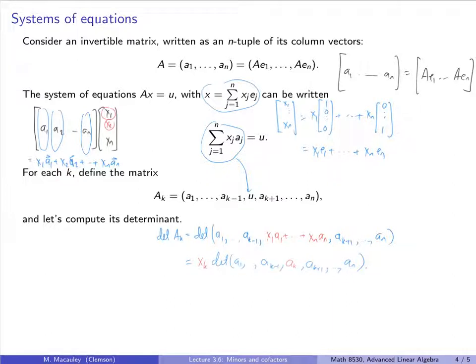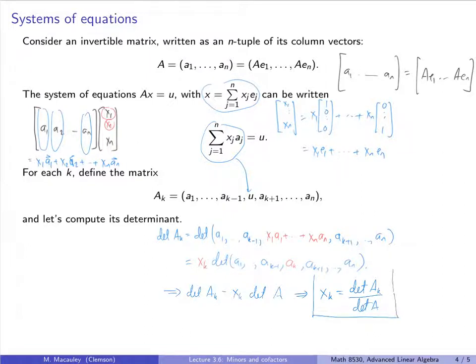Okay. So now look what we have here. This thing here is just A. So we conclude that the determinant of AK equals xk times the determinant of A. Or what's more useful, perhaps, is that xk is the determinant of AK divided by the determinant of A.